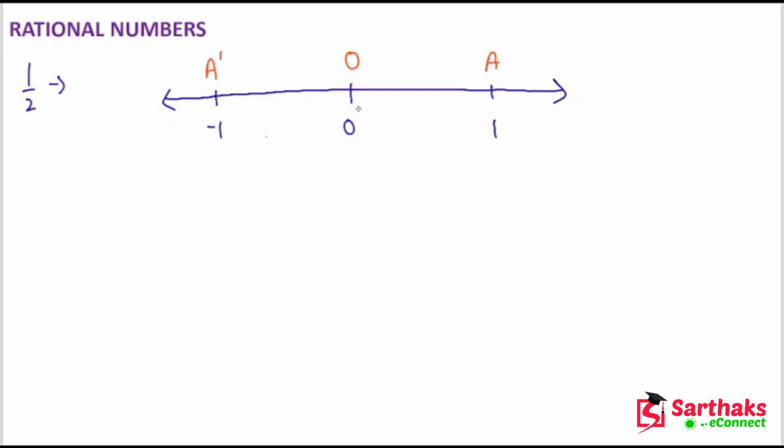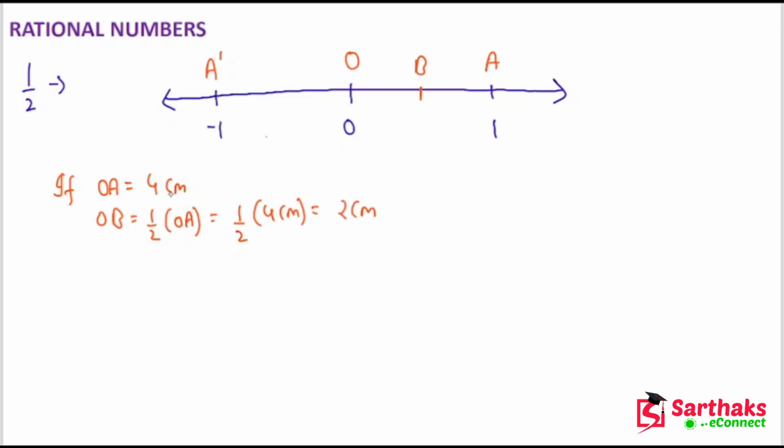You can see that if OA is equal to 4 cm, suppose we have taken 4 centimeter as 1 unit. Then if I place a point at exactly the midpoint of OA and name it B, then the distance OB would be, since B is the midpoint, half of OA, that is half of 4 centimeter, which is 2 centimeter.